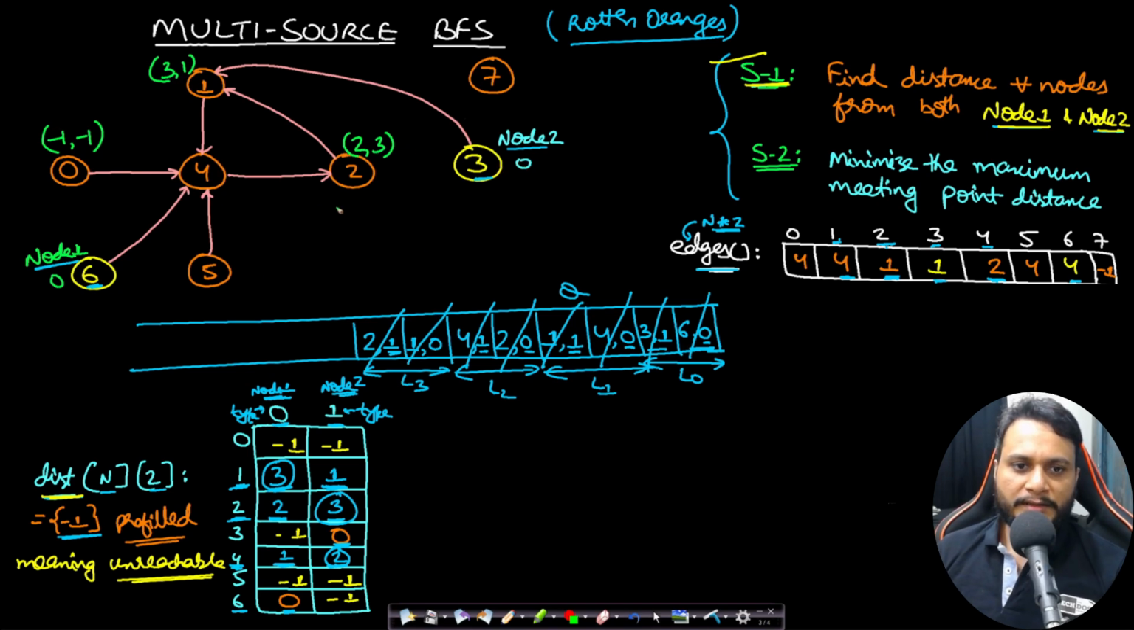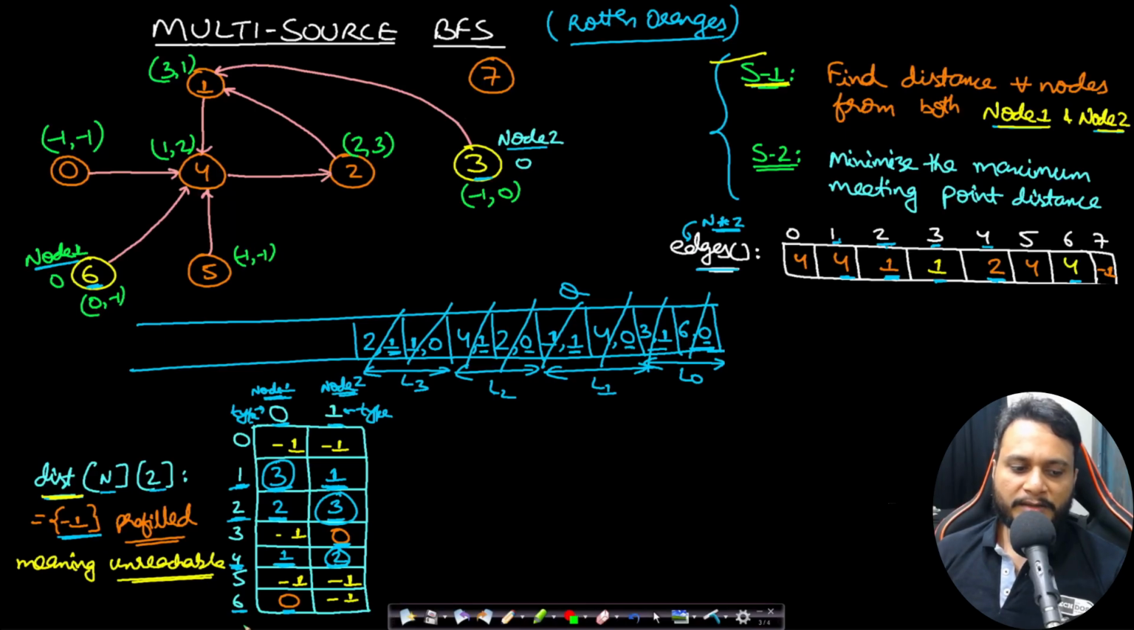Now for 3 it is -1 comma 0, because I cannot reach it from node 1, so it is -1. Now for 4 it is 1 comma 2. For 5 it is -1 comma -1, because nobody can reach 5. And for 6 it is going to be 0 comma -1, because from node 2 I cannot reach 6.